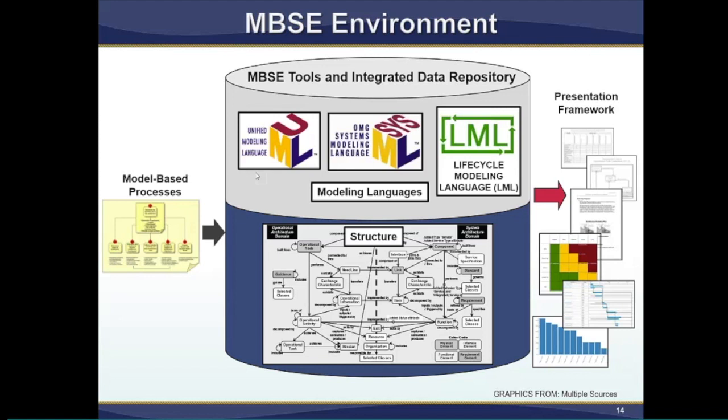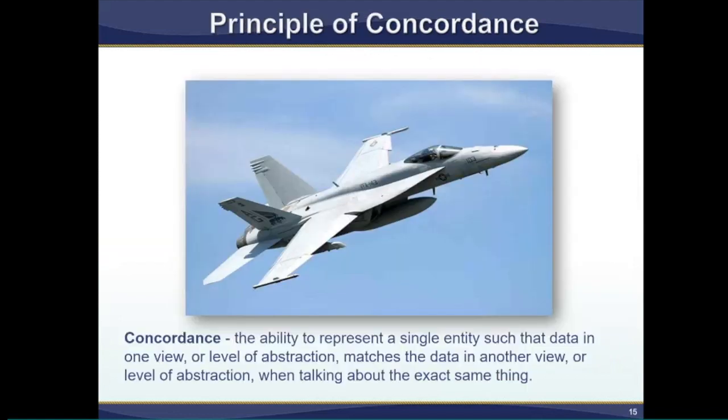So one thing we don't talk about in systems engineering very often, but I think is important when we start talking about model-based system engineering, is the principle of concordance, right? Concordance is the ability to represent a single entity such that data in one view or level of abstraction matches data in another view or level of abstraction. We're talking about the same exact thing.